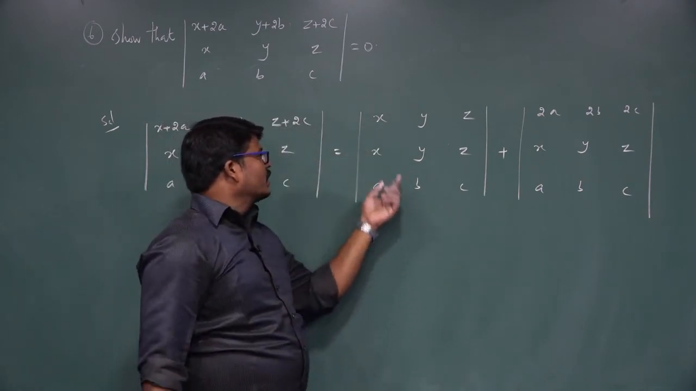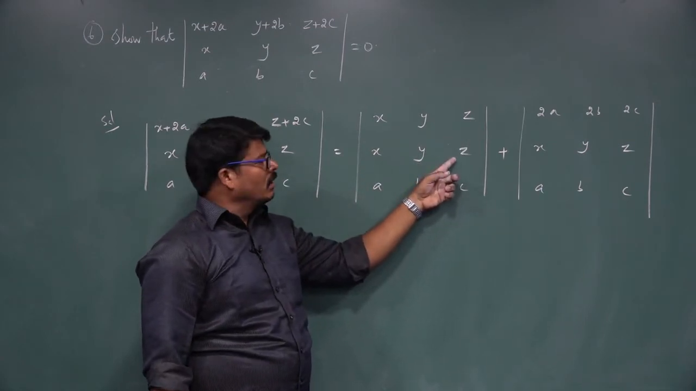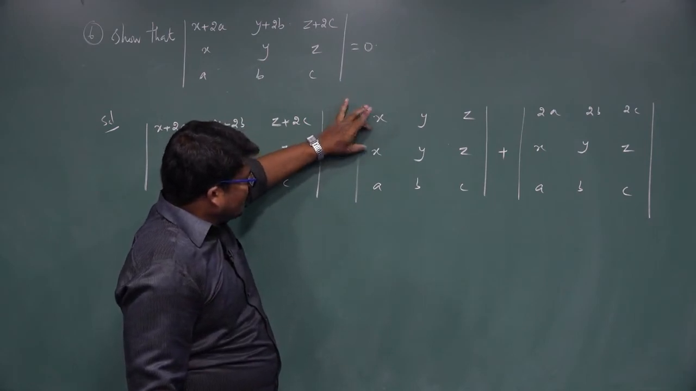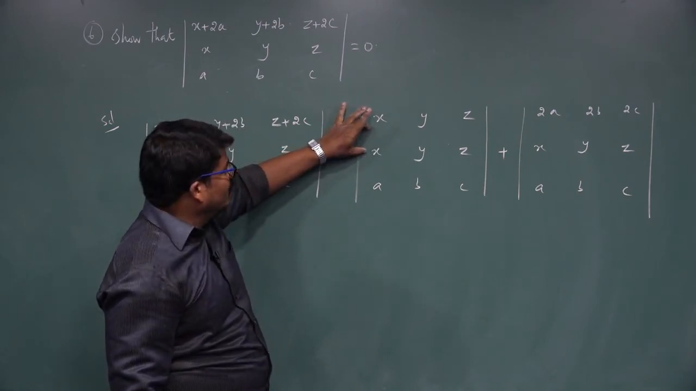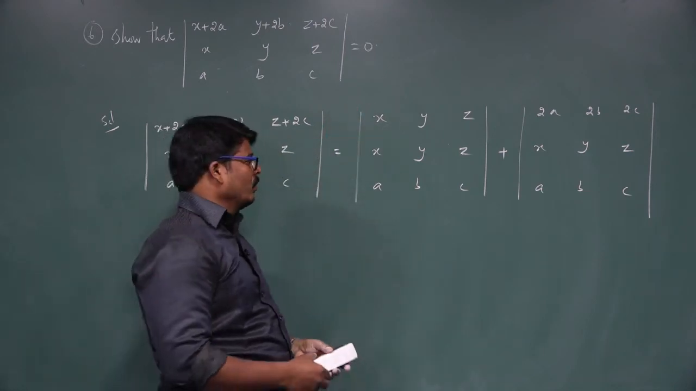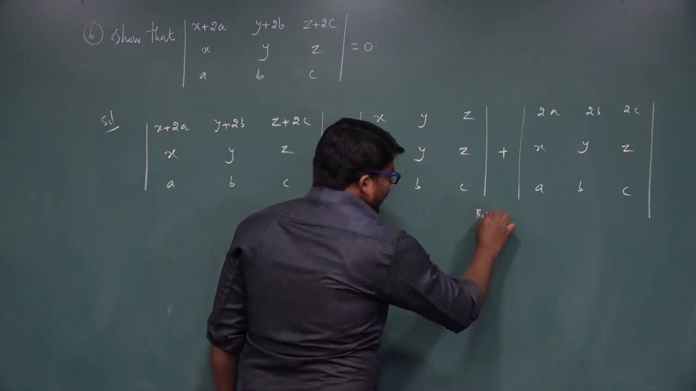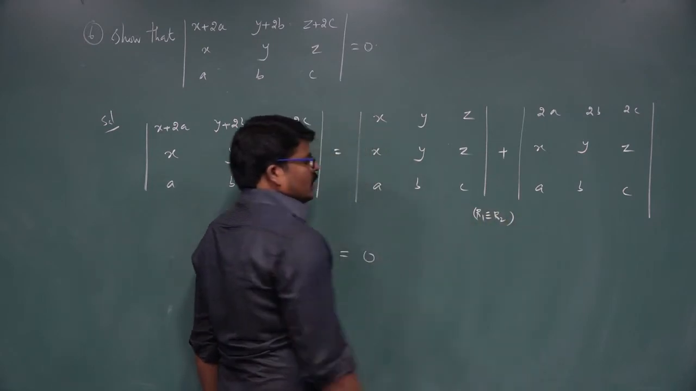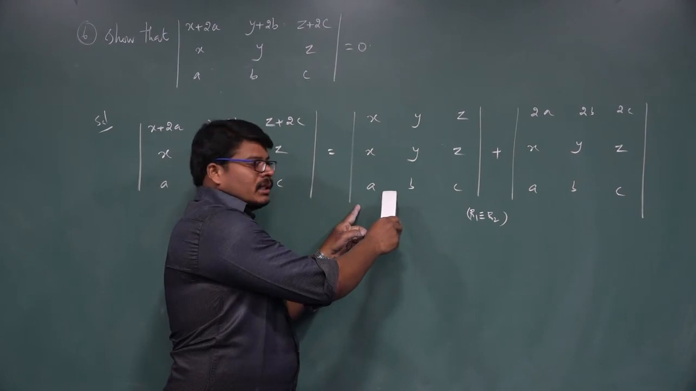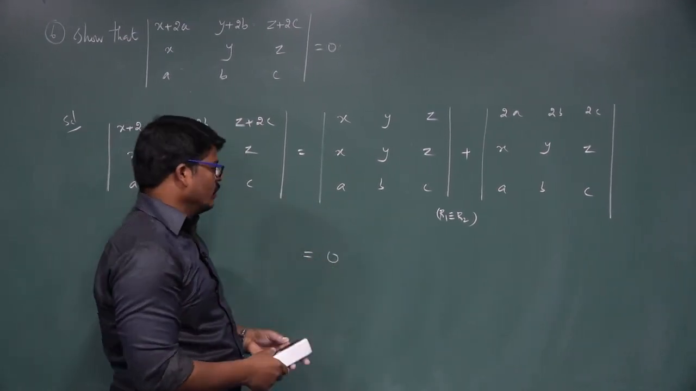In the first determinant, the first row is x, y, z and the second row is x, y, z. Comparing the two rows, the first row and second row are identical. R1 is identical to R2. If any two rows or columns of a determinant are identical, then the value is 0.